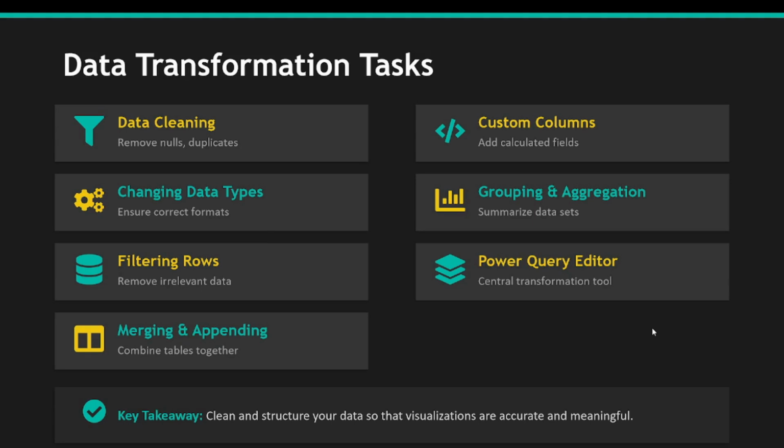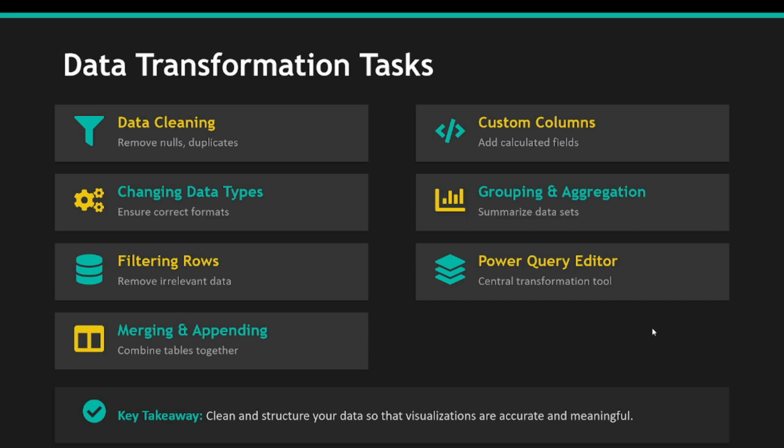The sixth task is grouping and aggregation. When you have very granular transaction level data and you need a summarized view, for example, total sales per region per month, you can use Power Query's group by feature to aggregate your data at any level of granularity you need. This is particularly useful for reducing the size of large datasets by pre-aggregating them before loading them into the model.